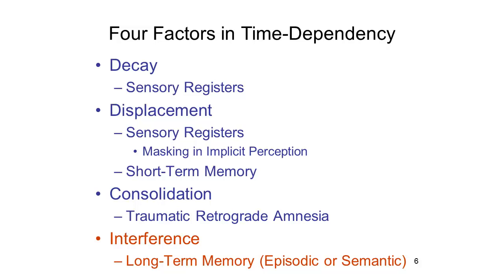It's decayed. Displacement also occurs in the sensory registers. If you present the subject with one visual stimulus, and then within a second or so present the subject with another visual stimulus, the second stimulus will knock the first right out of sensory memory. This is the basis for a phenomenon known as masking that is often used in the study of so-called subliminal, or as I prefer to call it, implicit perception.